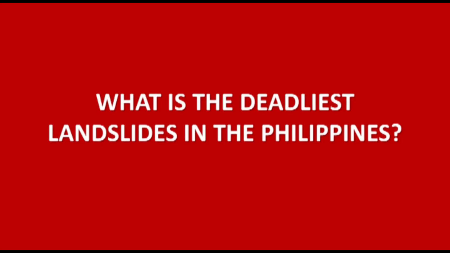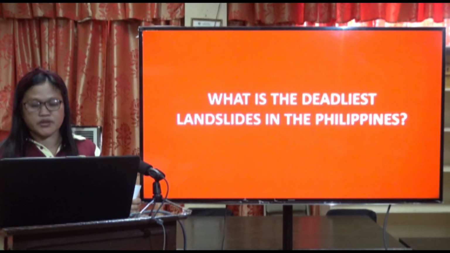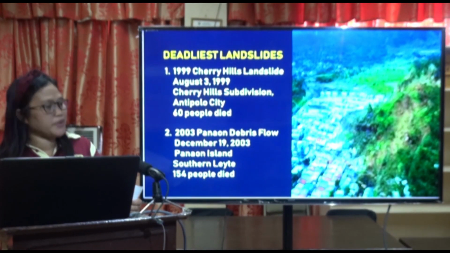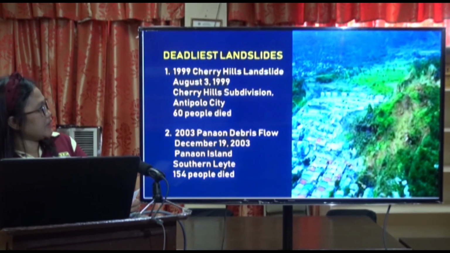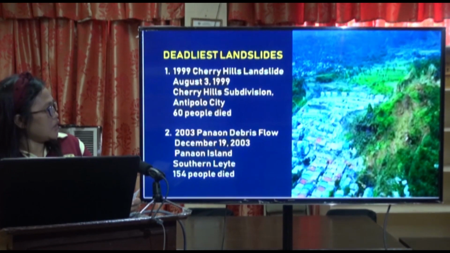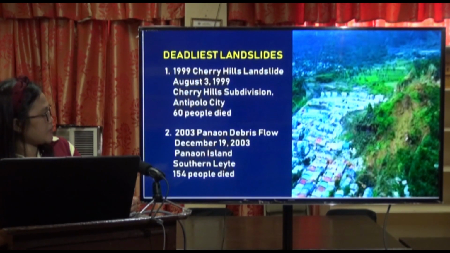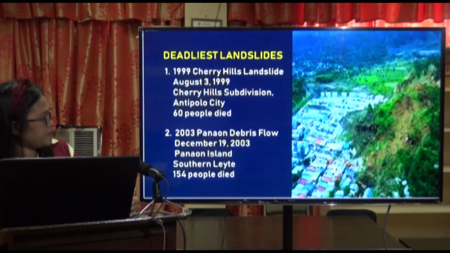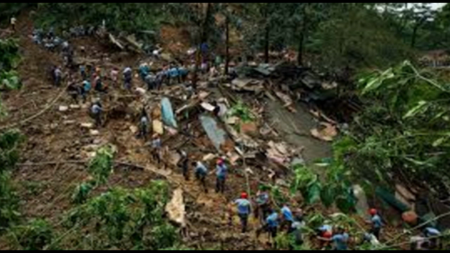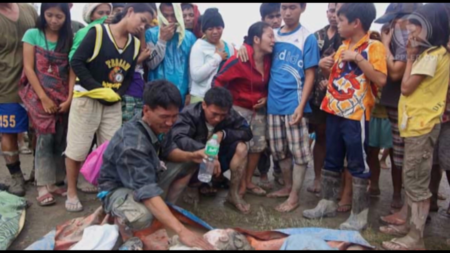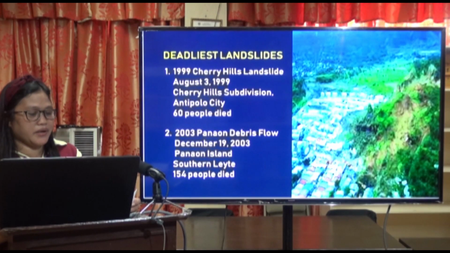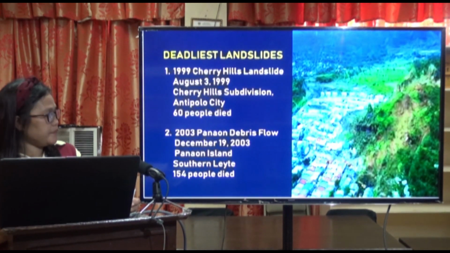What is the deadliest landslide in the Philippines? Here is the list. Number 1 is the 1999 Cherry Hill landslide on August 3, 1999, wherein in Antipolo City 60 people died. Number 2 is the 2003 Panaon freeze flow, December 19, 2003 in Southern Leyte, wherein 154 people died.